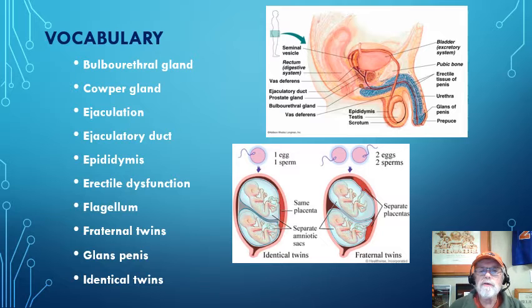I'm going to skip fraternal twins until I get down to identical twins. And glans penis is basically the end of the penis, where the head of the penis would be at the distal end. Okay. I just want to mention something about fraternal and identical twins.